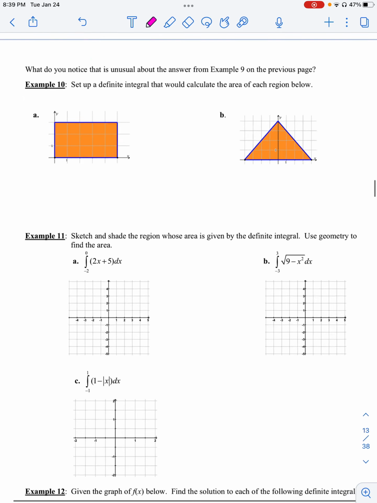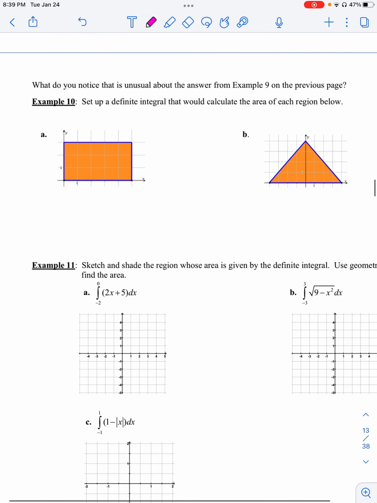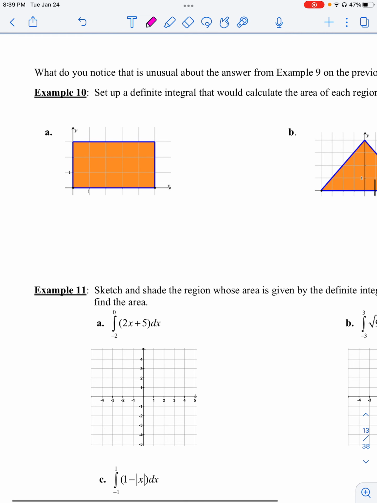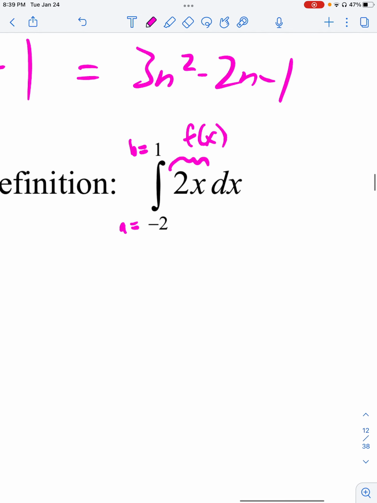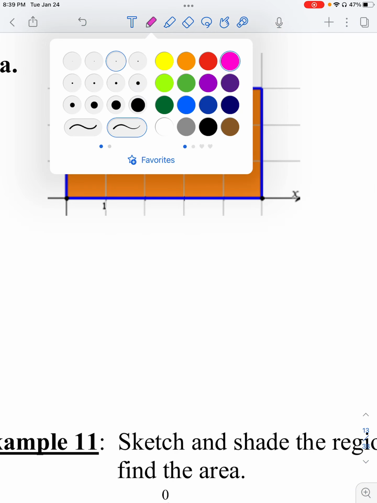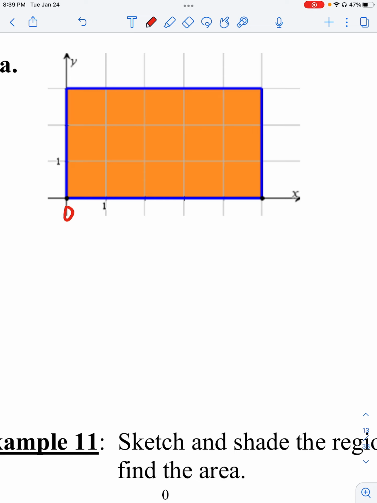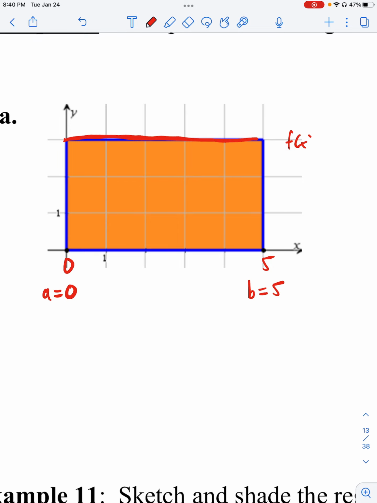Example 10. Set up a definite integral that would calculate the area of each region below. So this is going from the picture to this notation here. Let's write down my endpoints. My left endpoint here is 0. My right endpoint is 5, so my a is 0 and my b is 5. What's my function? My function is just the horizontal line function, so f of x equals 3.